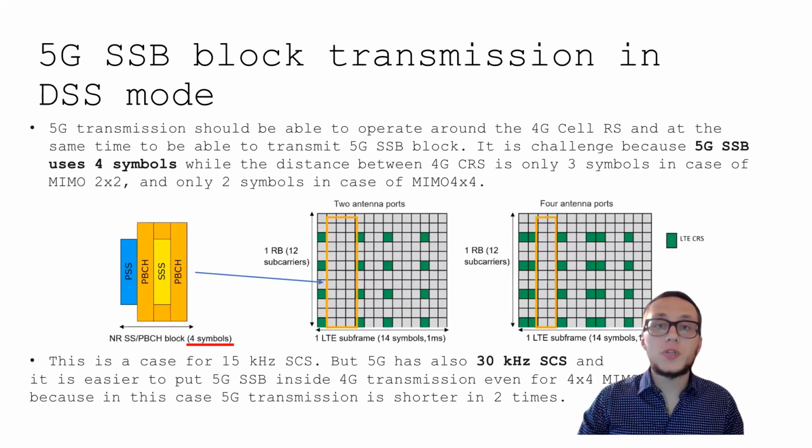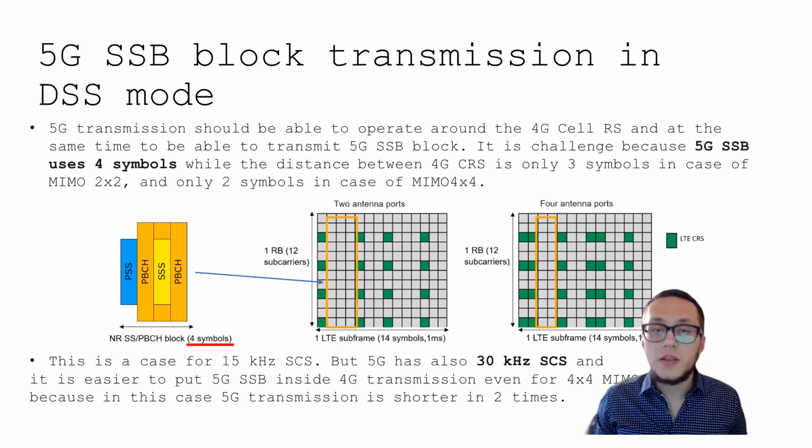Now let's look at a possible way of 5G SSB block transmission in a DSS cell. As far as we know, a 5G SSB block consists of 4 symbols in the time domain. And what does it mean? It means that if we're talking about the same 15 kHz subcarrier spacing, in this case the SSB block cannot be fitted into the LTE resource grid.